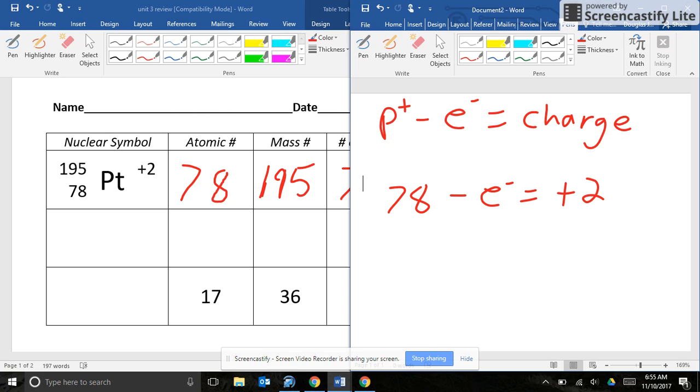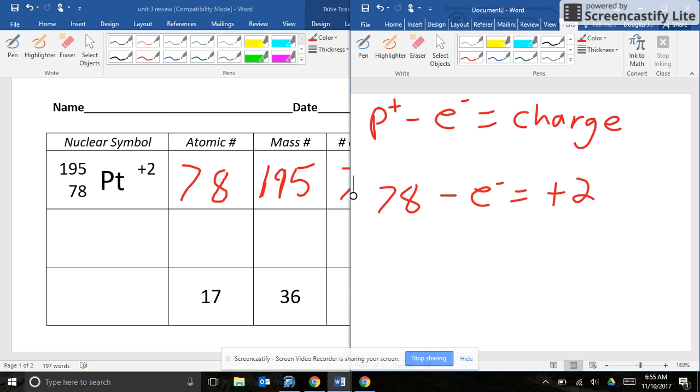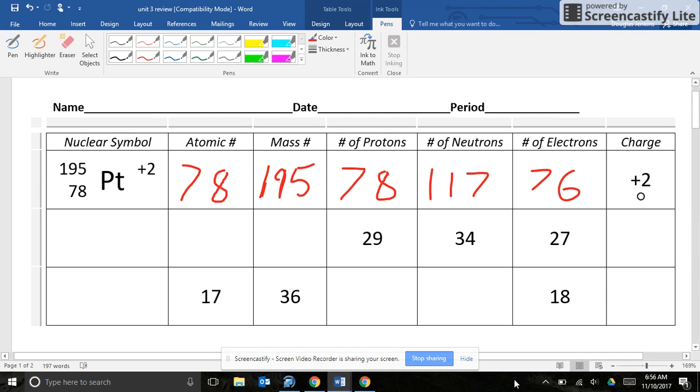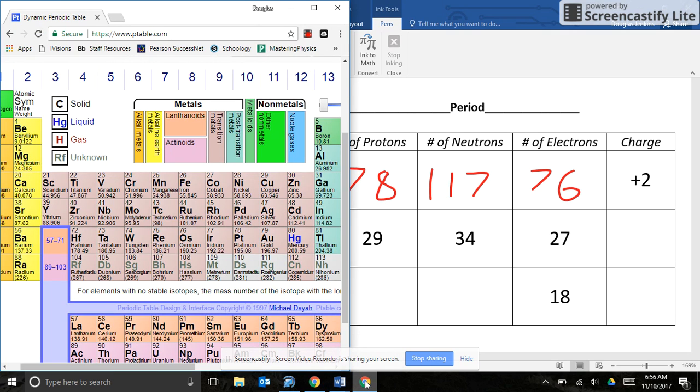So how do I do this math? First, I'm going to subtract 78 from both sides. Don't let the negative sign in the middle fool you. Minus 78, minus 78, and I end up with negative electrons equals negative 76. I don't want these negative numbers, so I multiply both sides by -1, and that gets me the number of electrons equals 76, which is what I put in already. So that's how you do those. If you need more help, come see me.